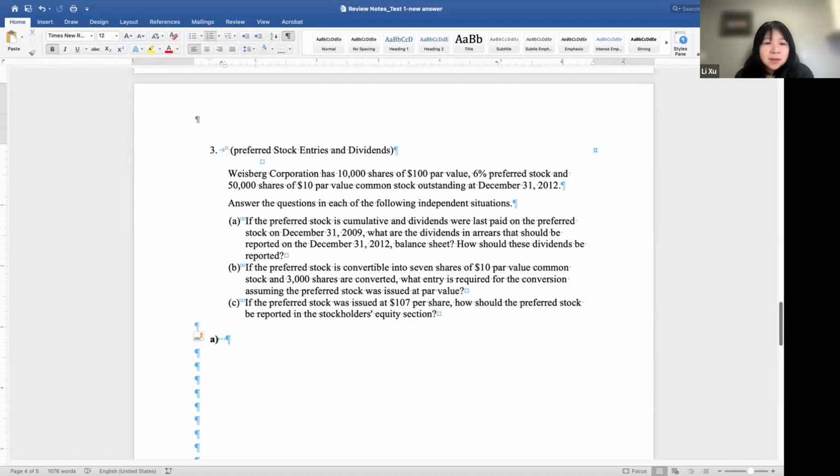So the preferred stock is accumulated. The company has 10,000 shares of $100 par value, 6% preferred stock, and 5,000 shares of $10 par value common stock. And there are a couple of questions they want to ask you: how to report the dividends and how much the dividends are. So let's take a look at the first question.